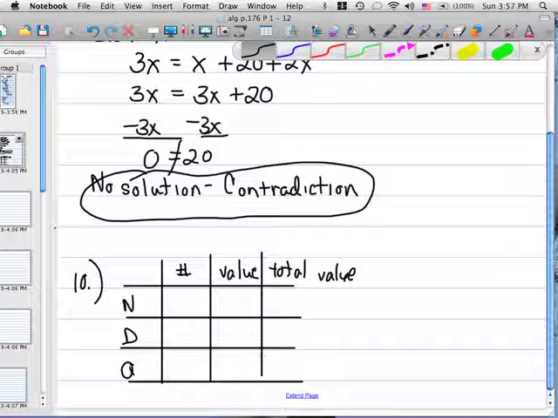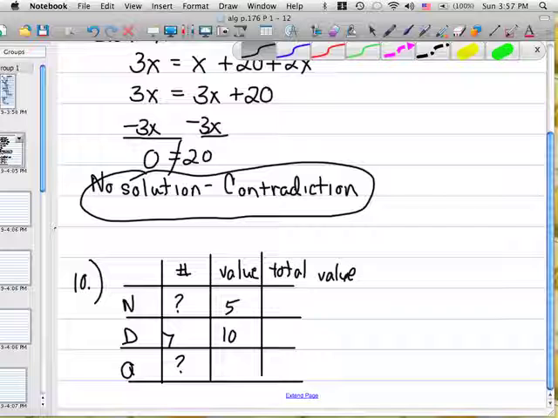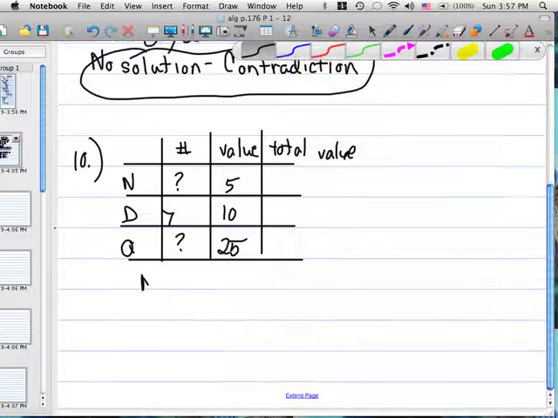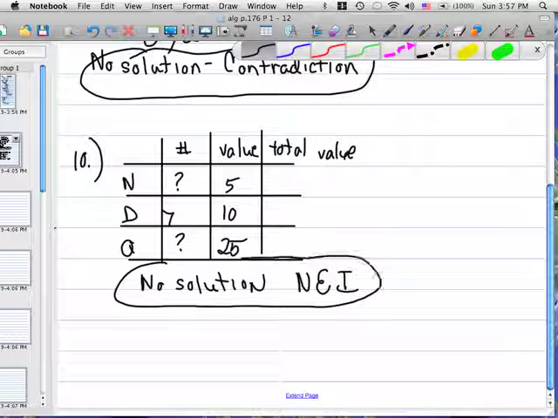It says she has 7 more dimes than the nickels and quarters combined. But we don't have any idea of the relationship between the nickels and quarters, and they didn't give us the total number of coins, which we could use. So we're kind of stuck. We know the value, but there's no way to figure out a relationship between the nickels and the quarters. So this one is no solution, not enough info. You can abbreviate NEI.